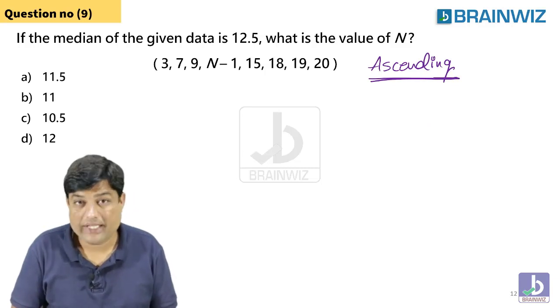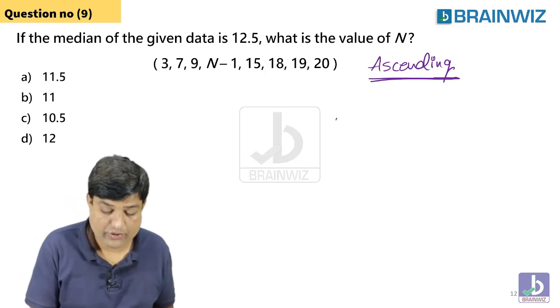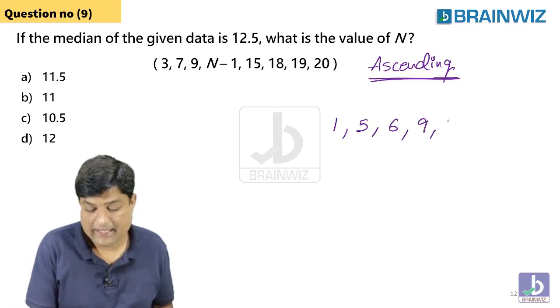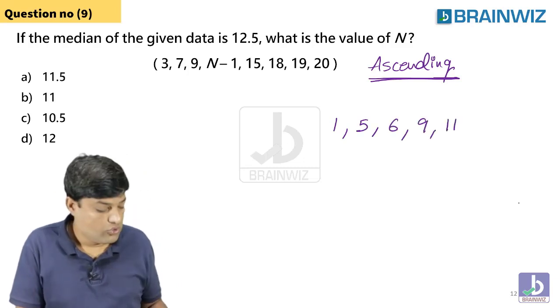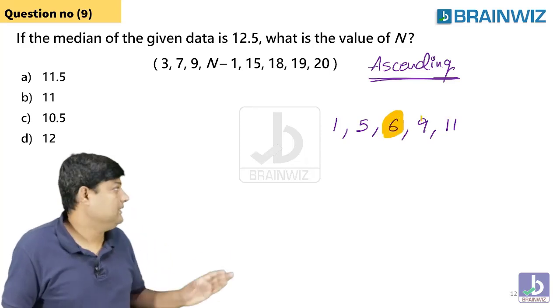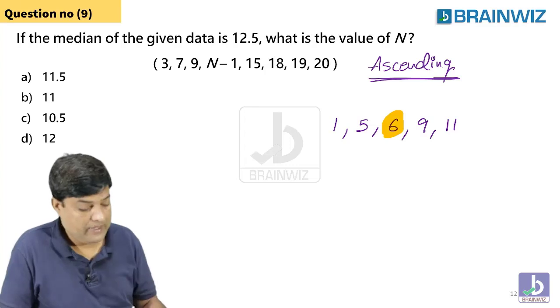If the values are odd in number, for example, let me just try to show you. He gave you 1, 5, 6, 9 and 11. These are the 5 values. So what is the median? Median is nothing but the middle value. The number of values is odd, 5 values are there.